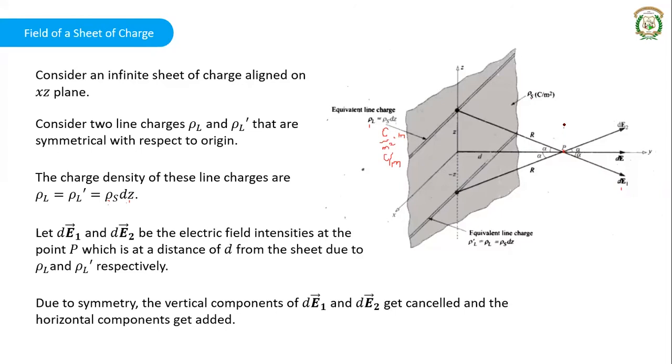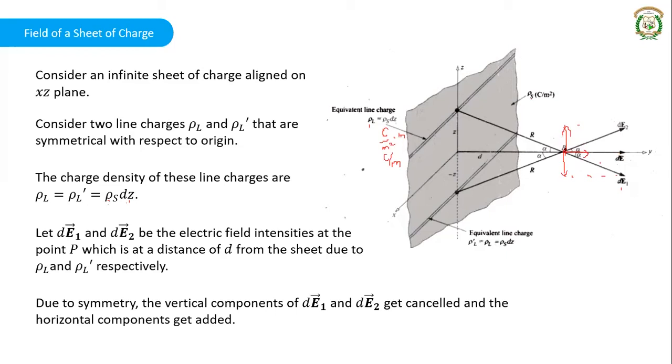For dE2, it will be in the positive z axis. For dE1, it will be in the negative z axis. So both are equal but opposite in direction, and they get cancelled. But the horizontal components will both be in the y direction: dE1 cos alpha and dE2 cos alpha. They will get added up. In fact, they will get doubled, right?